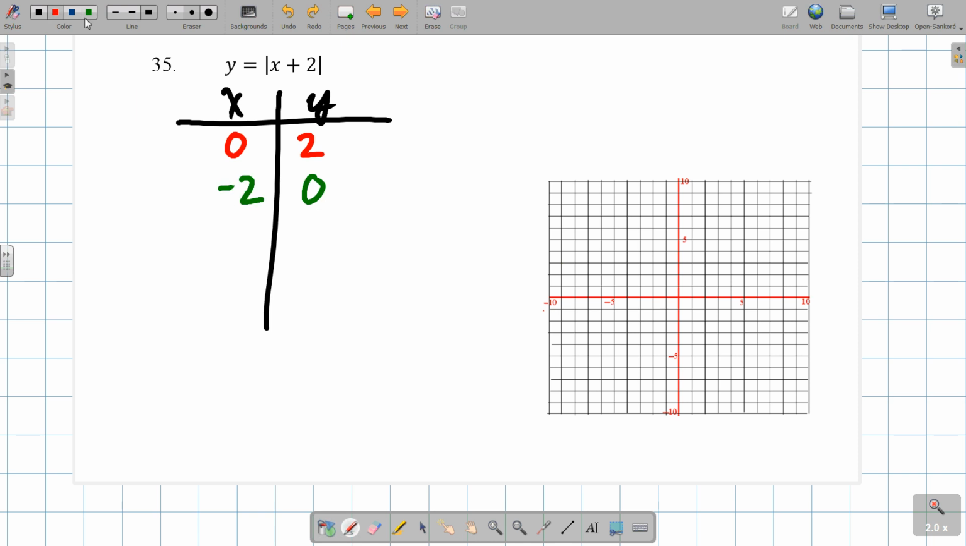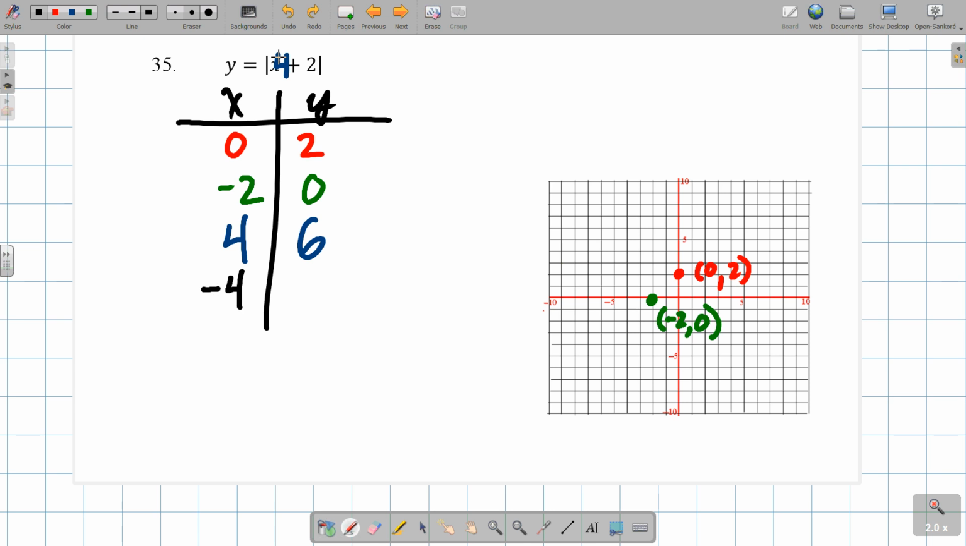So I'm going to start by graphing those. 0, 2 is right here. -2, 0 is right there. Now I'm just going to choose 2 more points. Let's put a 4 here. So I'm going to put a 4 up there. 4 plus 2 is 6. Absolute value, that means that's 6.